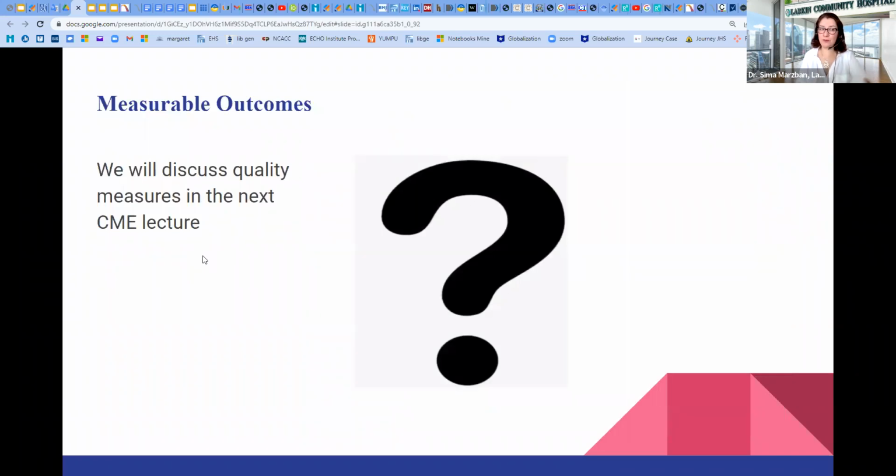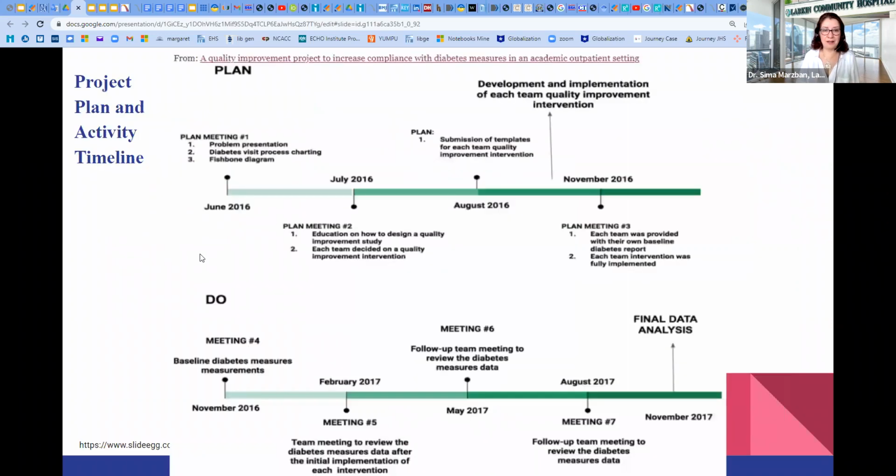Measurable outcomes would be discussed in the next lecture, because today we discussed a lot of concepts, and this one would be the last step of our change planning. We need a project plan and activity timeline. A project plan and activity timeline that is time-bound, and every step of the project has a key date.